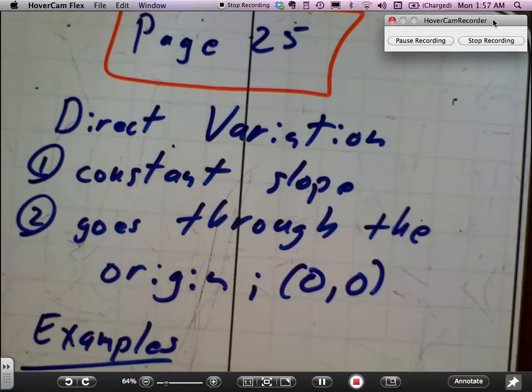The first one that pops up on this page is this concept of direct variation. We've seen direct variation on a few problems in the last 10 pages or so, but I just want to remind you that a relationship characterized by direct variation has two characteristics. One is that it has a constant slope. So if you graphed it, it can't curve, it can't be a parabola, it's just got to be a straight line. And the second characteristic is that it has to go through the origin, meaning the point (0, 0).